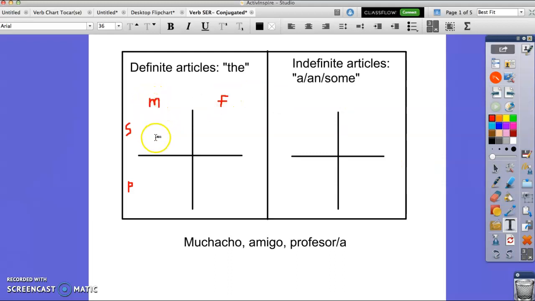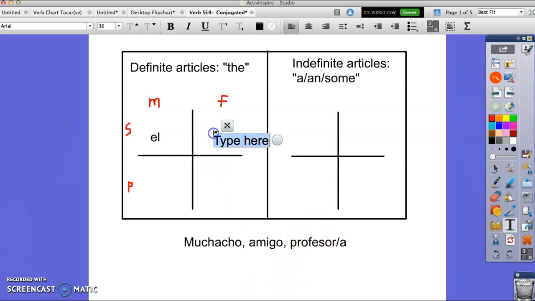So in Spanish, if I want to say the boy, so I'm talking about one boy, so it's masculine and it's singular, I'm going to say el. Now this is different than the word he. Okay, the word he in Spanish has an accent over the E. That one doesn't. So without an accent, it means the. So for example, if I want to say the boy, I say el muchacho. If I want to say the friend, I'd say el amigo. If I want to say the male teacher, I'd say el profesor.